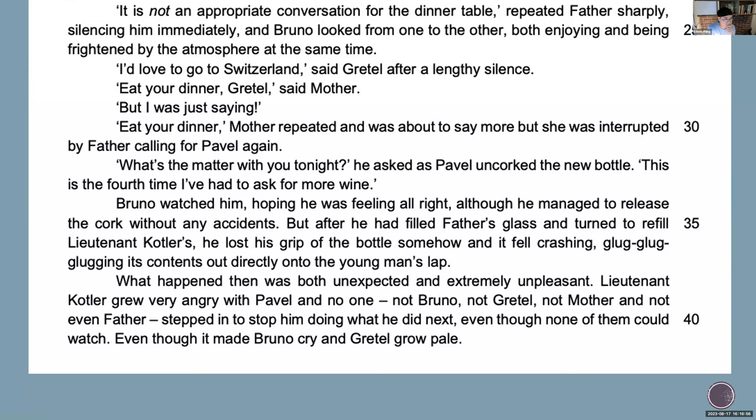Yes, Dia? Lieutenant Kotler, maybe cut something. Cut what thing? Cut his hand or something. Why do you say cut? Why do you use the word cut? I don't know, because Lieutenant Kotler grew very angry and then no one stopped him because I think they were afraid. Okay, so you're saying that he somehow hurt Pavel, right?